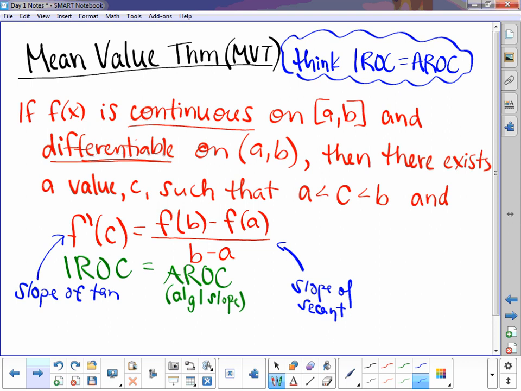Now your function must be continuous and must be differentiable in order to meet this. If it does not meet that, then we cannot guarantee that they will be the same. It might happen, but we can't guarantee it.